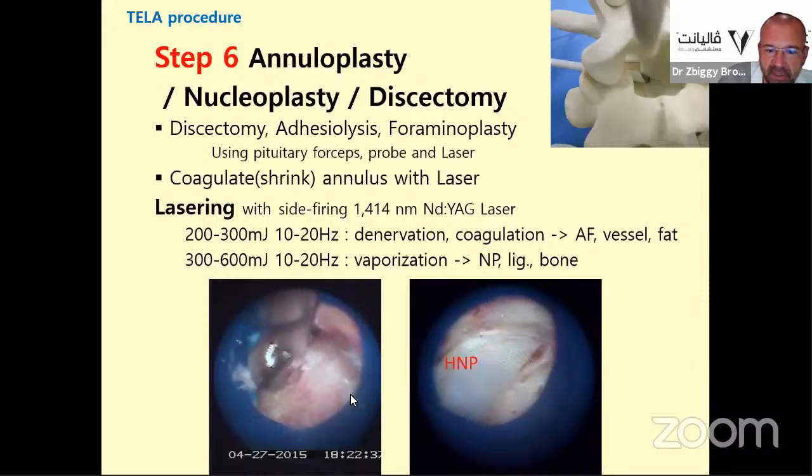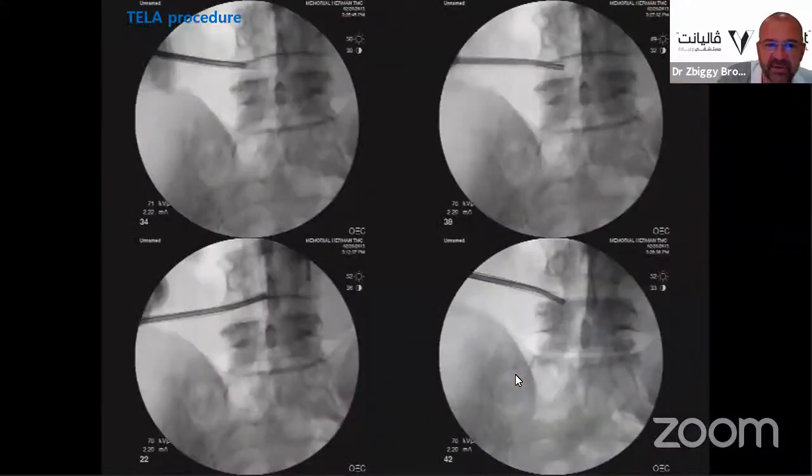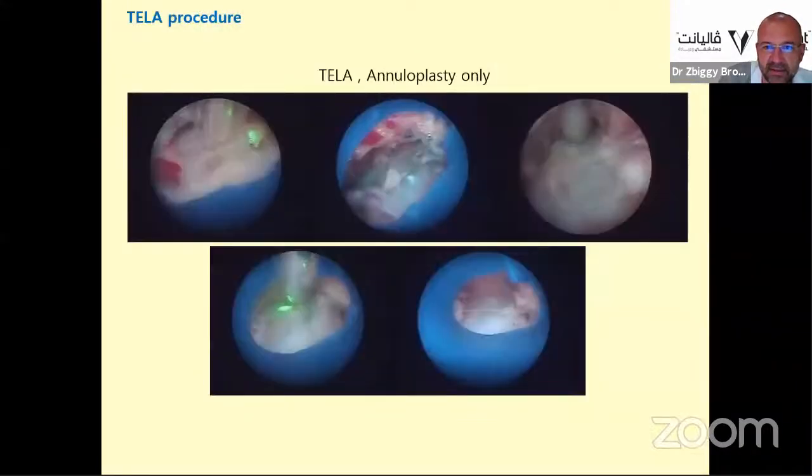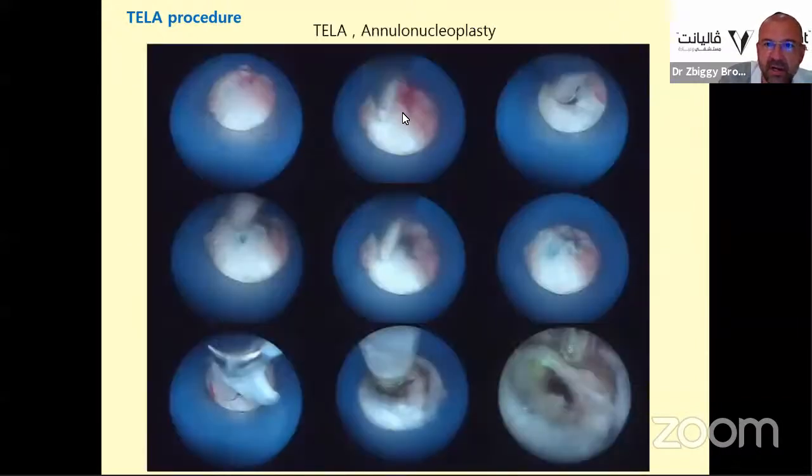Nucleoplasty, discectomy. We are starting with annuloplasty, but if there is any disc material herniated, you can easily remove it, same like for the conventional transforaminal discectomy. Here you can see only annuloplasty. We are not doing any intradiscal procedure. This is the annulo and nucleoplasty.